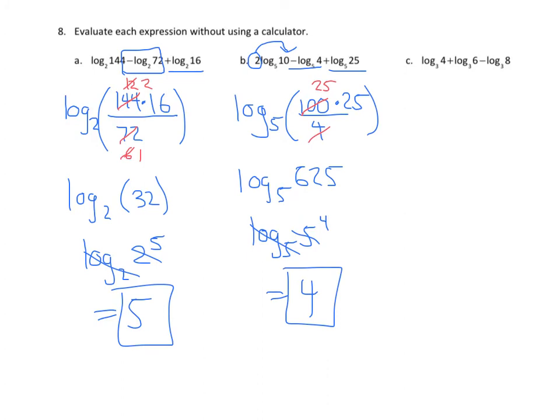And last one, same idea, log base 3 of 4 goes on the top, times 6, and then divide by 8 because that part is subtracted. And this one we could do in our heads. 4 times 6 is 24, divided by 8 is log base 3 of 3, which is 1.